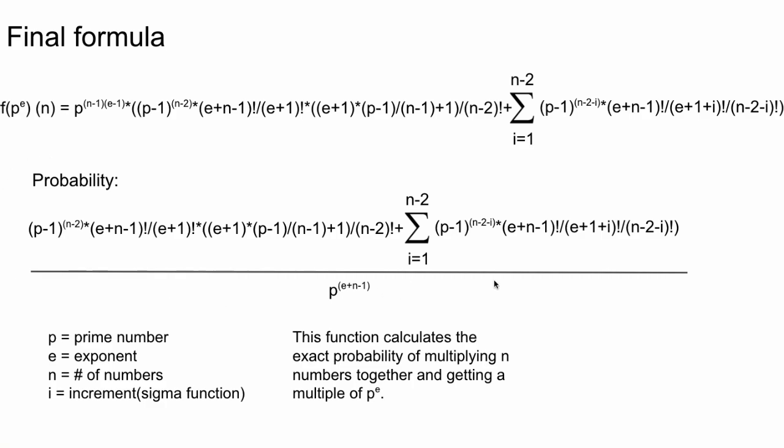If you want to find the probability for some number like 72, you just run 8 and 9 through this formula individually, and you can multiply the two probabilities that you get.